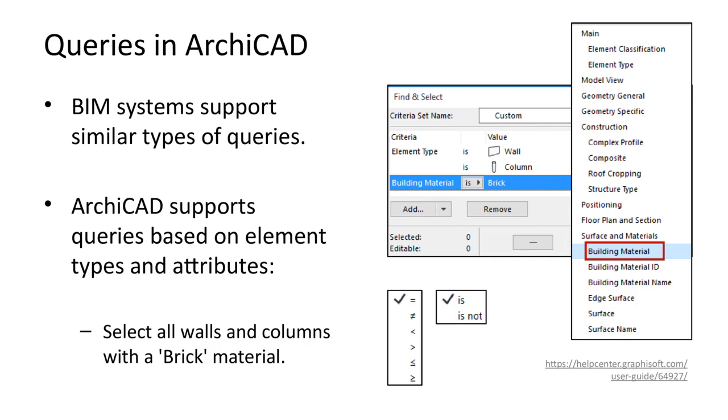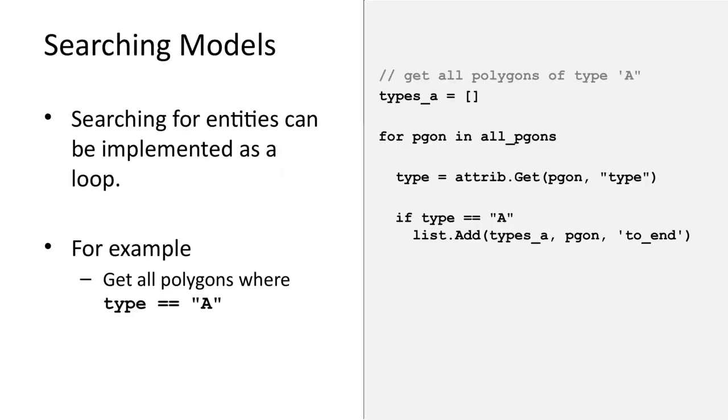Next, we will briefly look at how we can perform queries in code. When writing code, queries can be implemented using a simple loop. The search can be defined as a loop that iterates over all rows in the table. The loop body can contain various conditional statements to be able to extract the right data. In the example code, we search for polygons that have an attribute called type, with a value a. The code loops over all polygons. When it finds a polygon that meets the search criteria, it adds it to the end of a list.